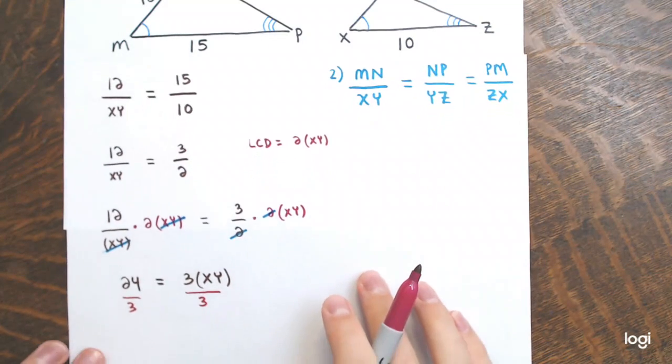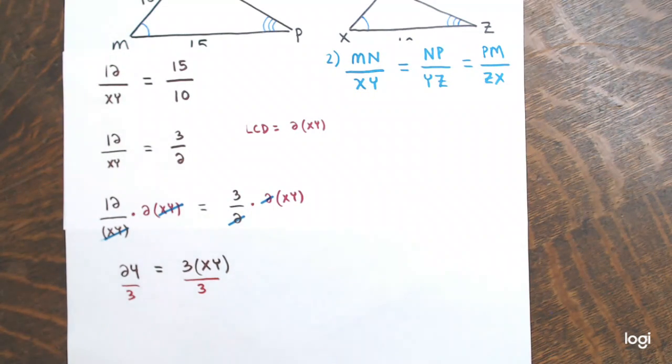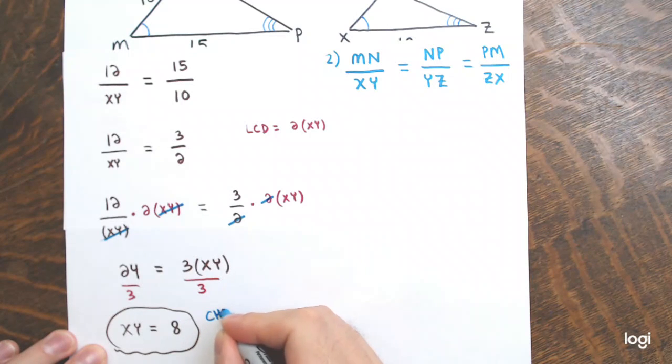Or multiply by a third. Remember, division is the same as multiplying by the reciprocal. Over here, the factors of 3 will divide out, and you have the length of xy equals, and then 24 divided by 3 is 8. And there's your solution. Now, before I circled that, I should have said, let's check.